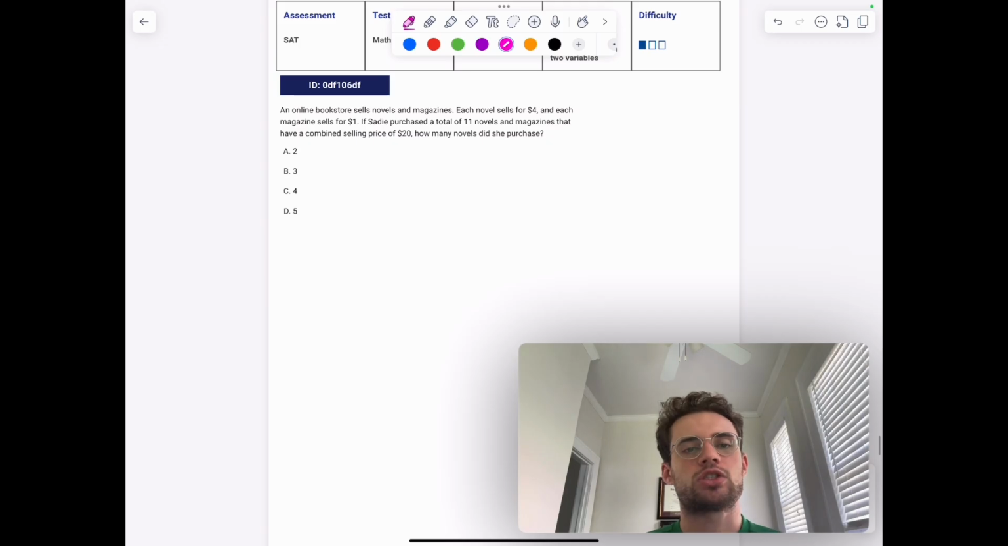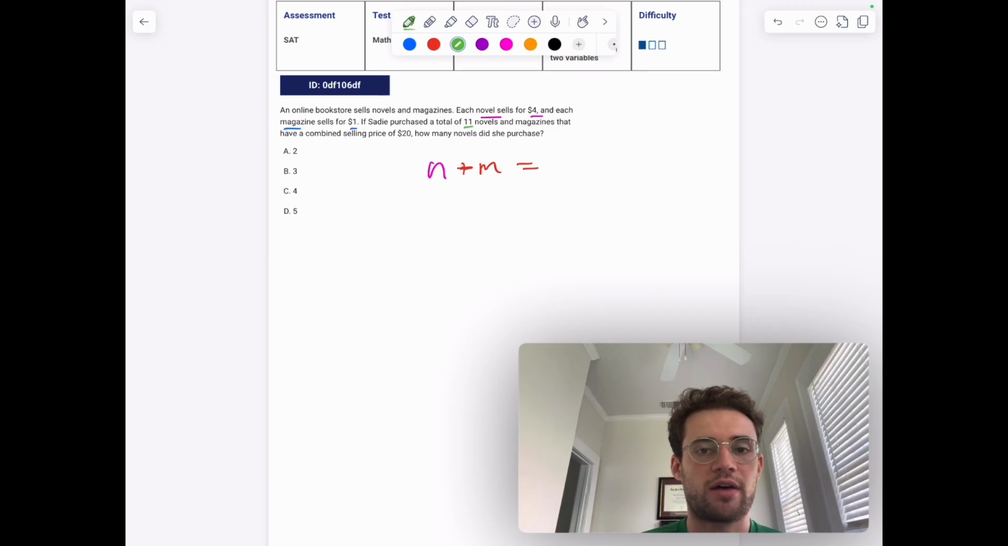An online bookstore sells novels and magazines. Each novel sells for $4, and each magazine sells for $1. Sadie purchased a total of 11 novels and magazines, so let's say we're doing the number of novels as n, and the number of magazines as m. n plus m, the sum of the two, would add up to the total number of novels and magazines, 11. And they had a combined selling price of $20.